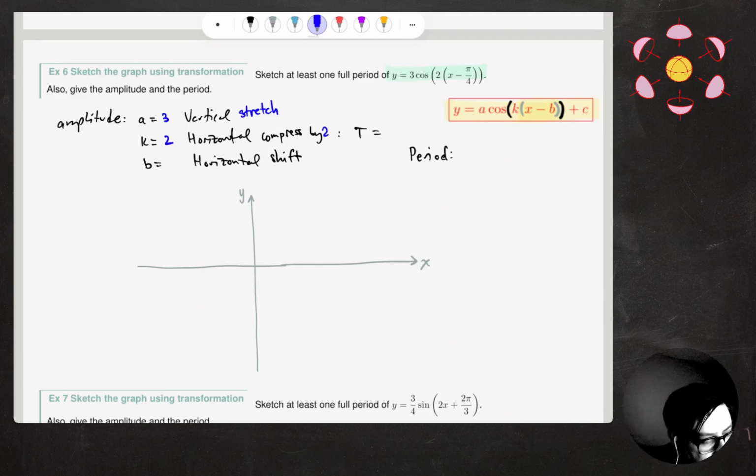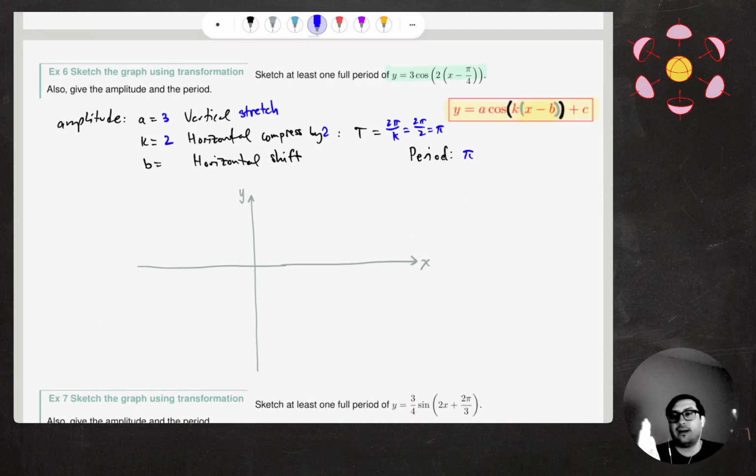Because I'm going to use this formula. 2 pi divided by k. So since the k is 2, I'm going to do 2 pi over 2, which gives us pi, which means that that's our period. Our period is pi. So it had originally 2 pi as our period, and it cut it in half. So it shrunk it by 2.